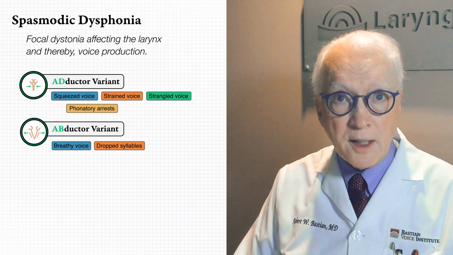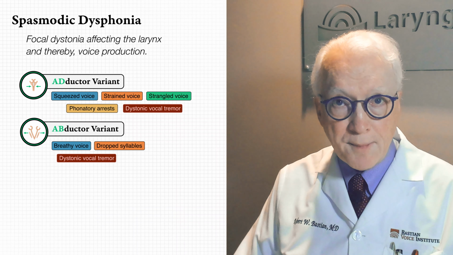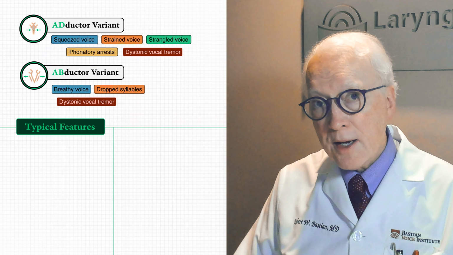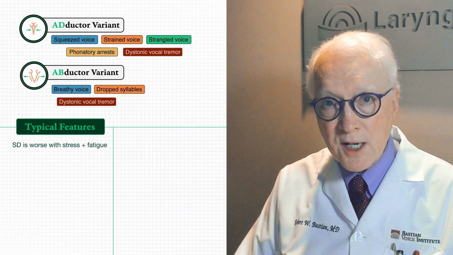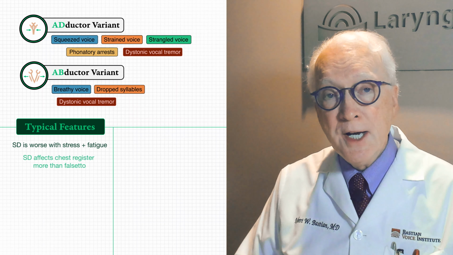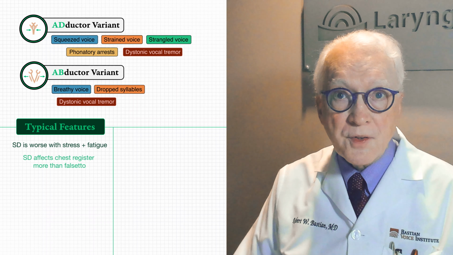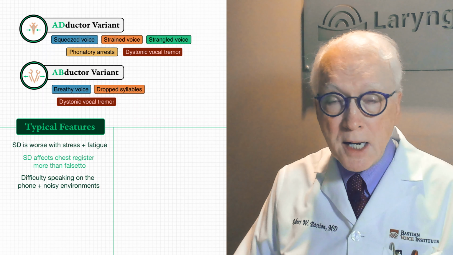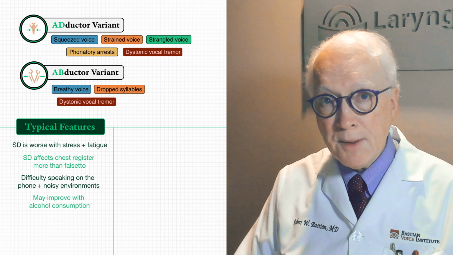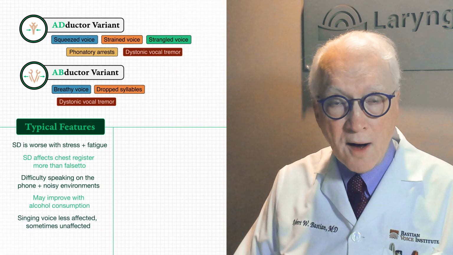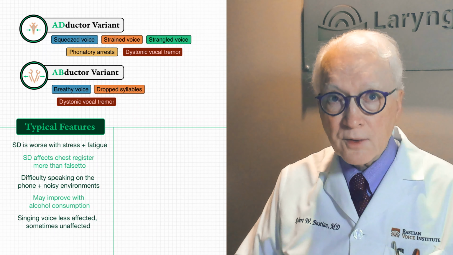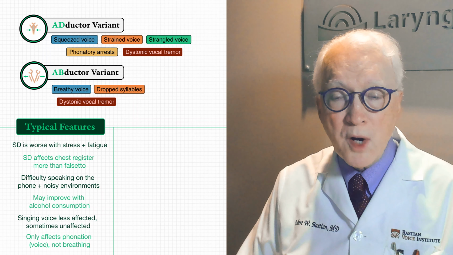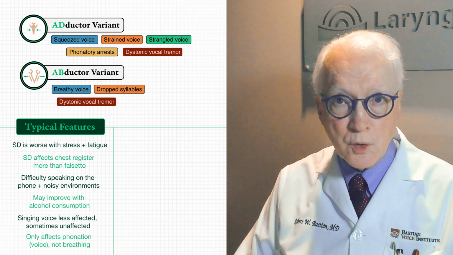Now, both types can include dystonic vocal tremor, and typical but not universal characteristics are that SD is worse with stress and fatigue. It's worse in the chest register than it is in the falsetto. There's difficulty using the voice on phones or in noisy environments. It may improve with alcohol in many people, and the singing voice often works better than the speaking voice. And usually it does not affect breathing, only phonation, making sound.